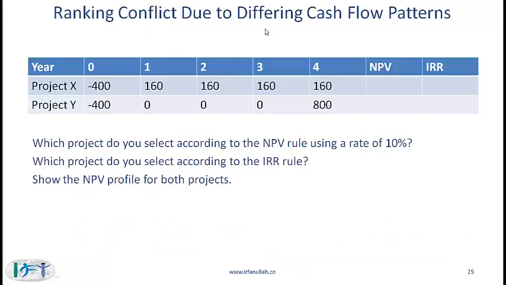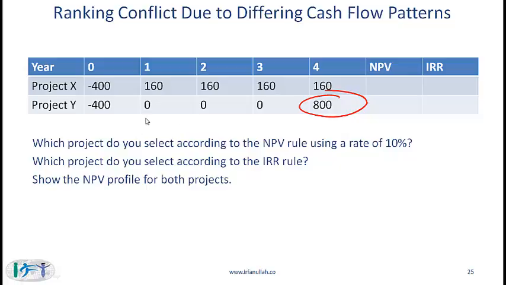Ranking conflict due to differing cash flow patterns. Consider two projects here, X and Y. For project X, we have a fairly stable cash flow over a 4-year period, whereas for project Y, we have the money coming up at the end. So clearly the cash flow pattern is different.